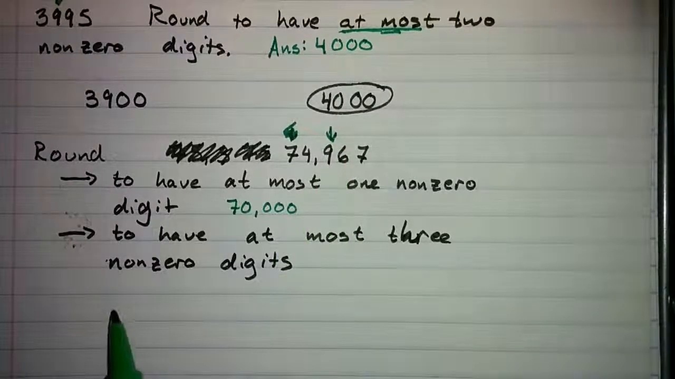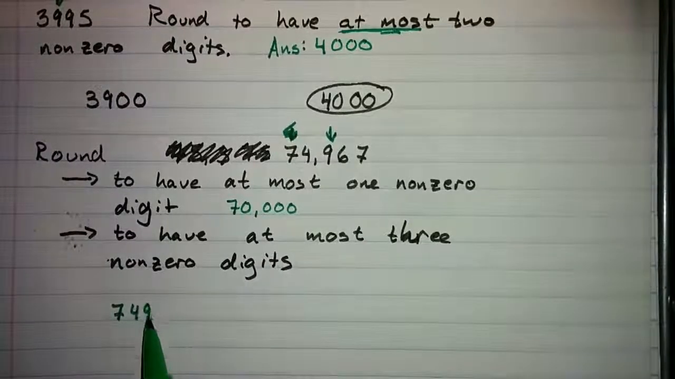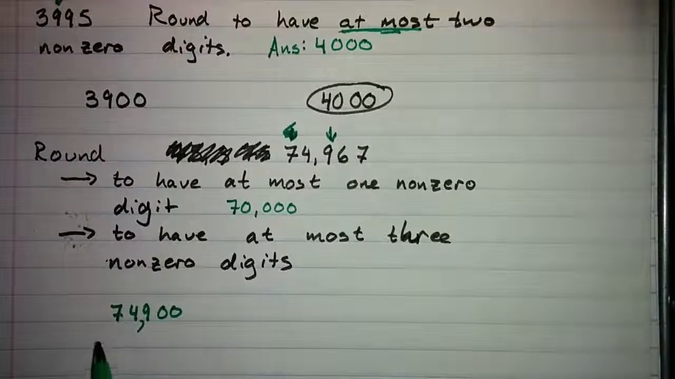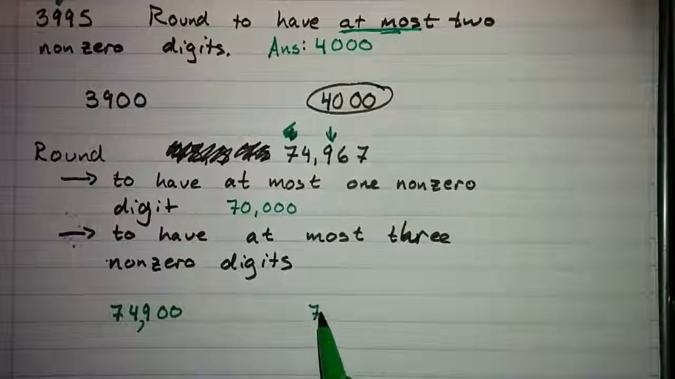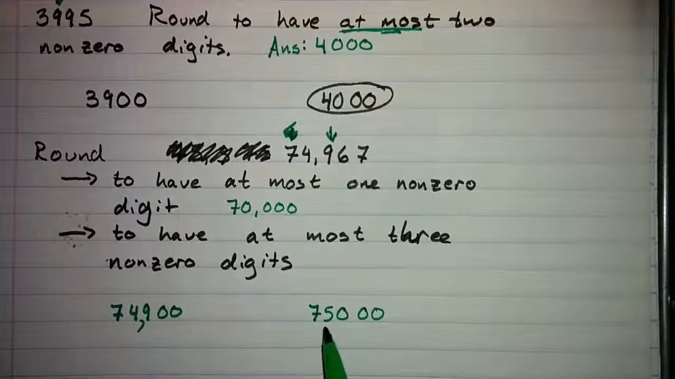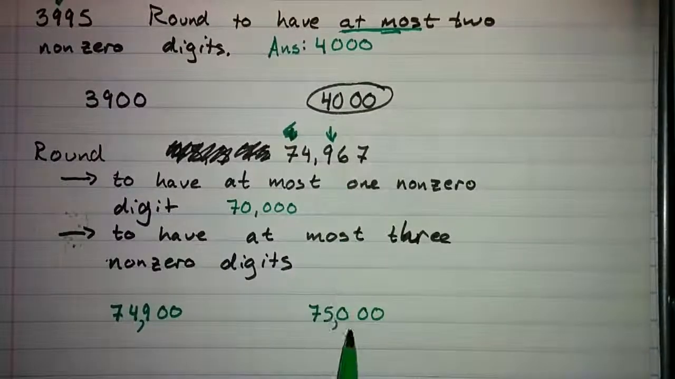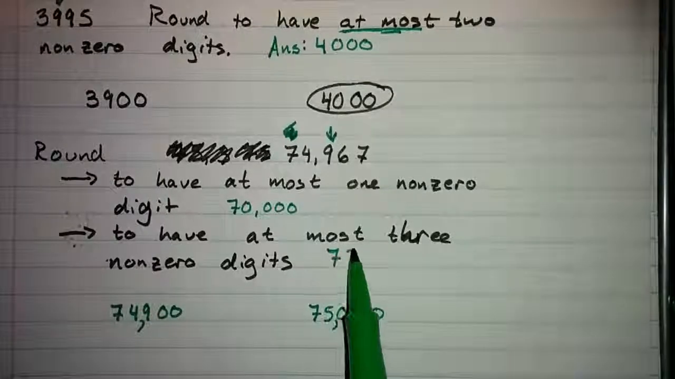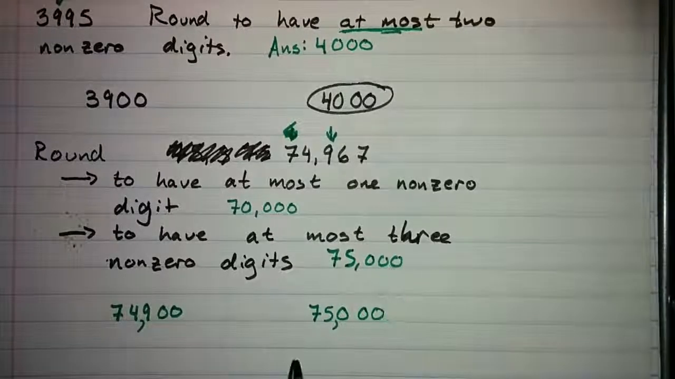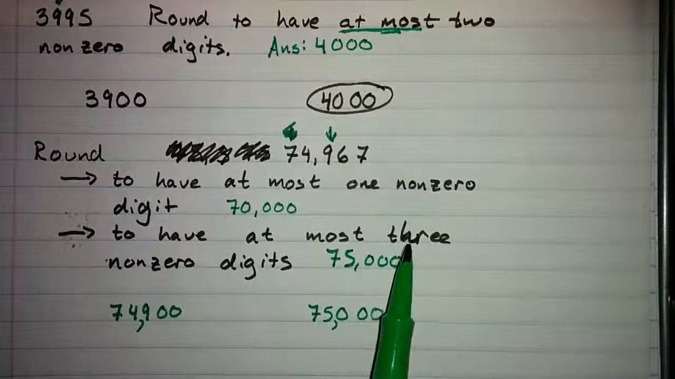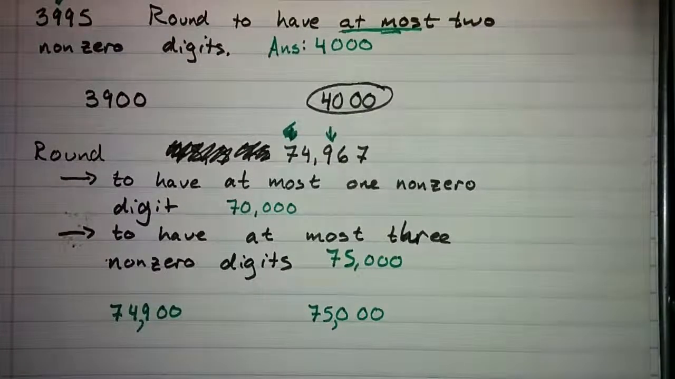This number is between 74,900, and after 749 comes 750. So between 74,900 and 75,000. This next digit, well, this is a 6, so we should round up. We get 75,000. And again, we don't actually have 3 non-zero digits, but it just didn't work out that way.